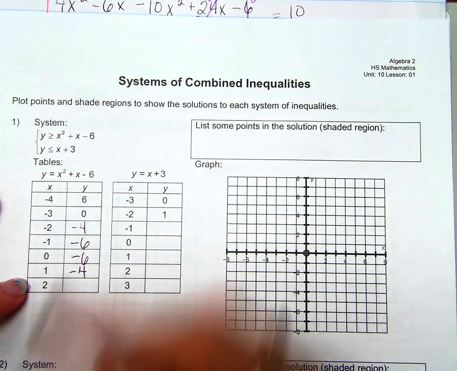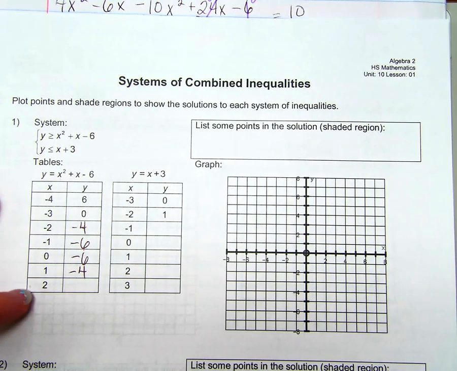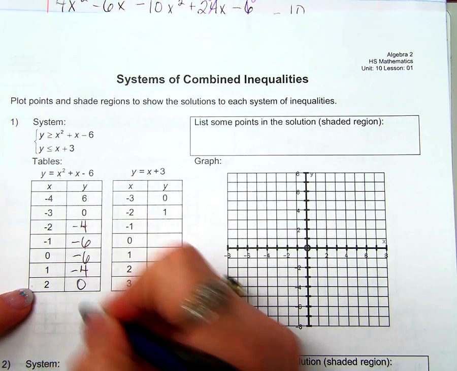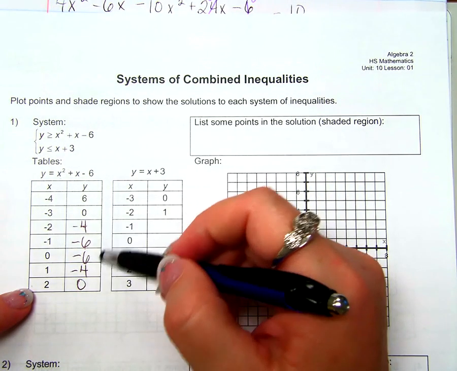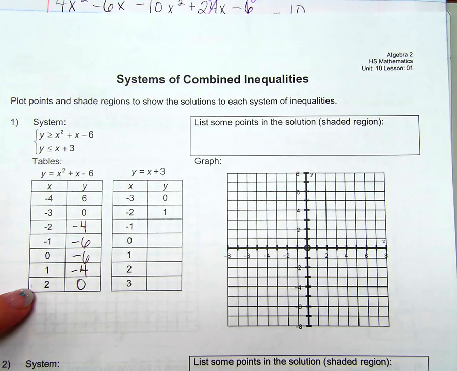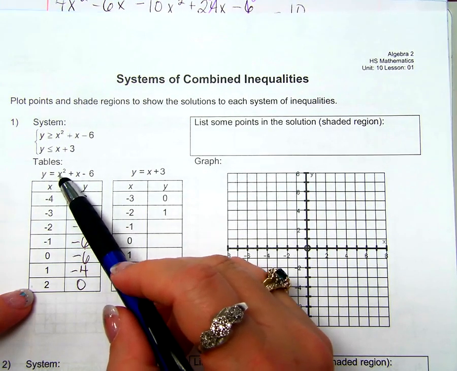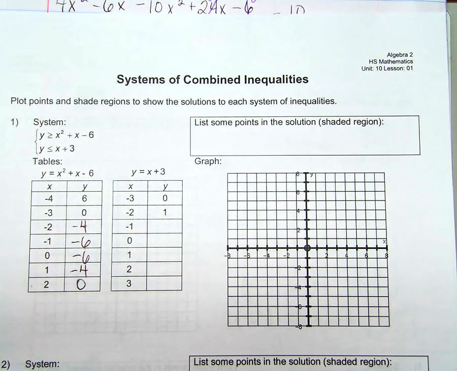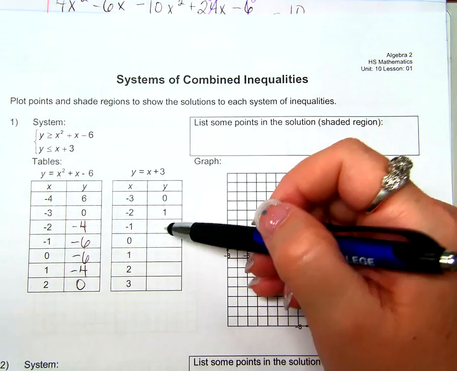-4. Can anyone guess what the last one's going to be without doing any math? How do you know it's going to be 0? Because it's symmetric, remember? Okay? But just pretend we don't know. 2 squared is 4. 4 plus 2 is 6. 6 minus 6 is 0. Got it? Okay? Now this one's way easier, isn't it?